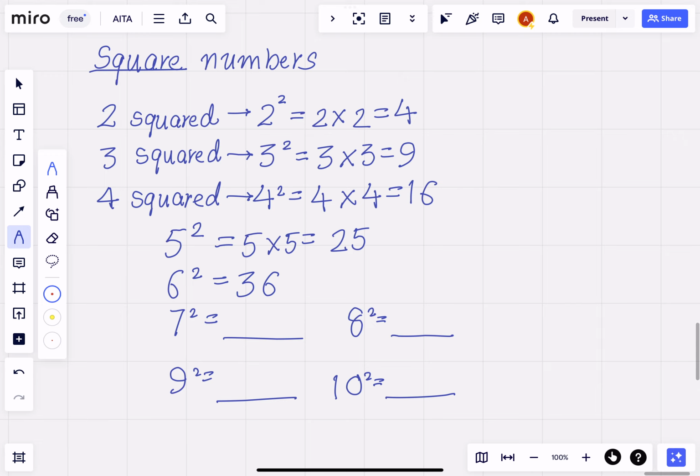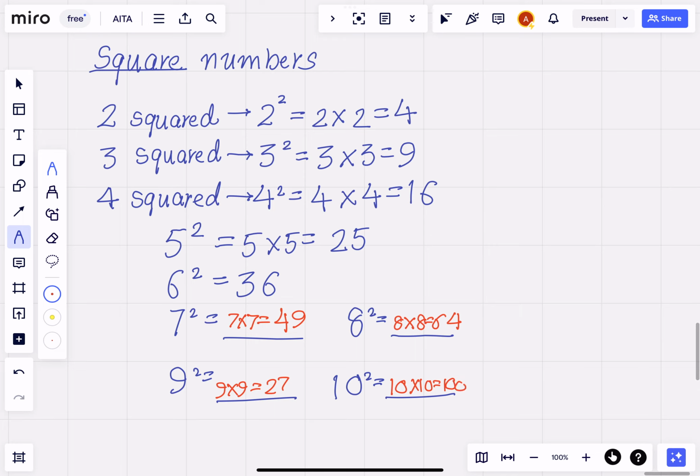7 squared is equal to 7 times 7, which is equal to 49. 8 squared is 8 times 8, which is equal to 64. 9 squared is 9 times 9, which is equal to 27. 10 squared is equal to 10 times 10, which is equal to 100.